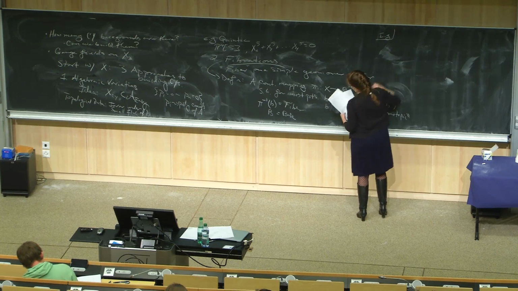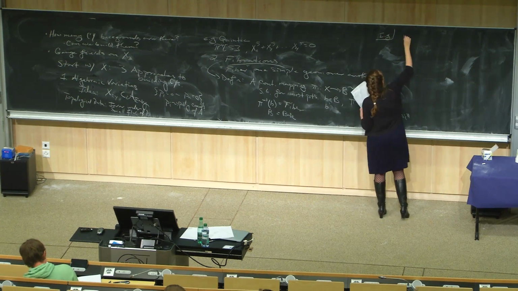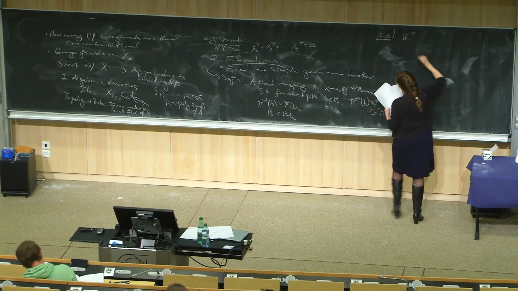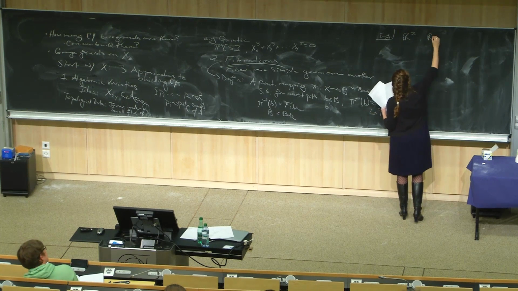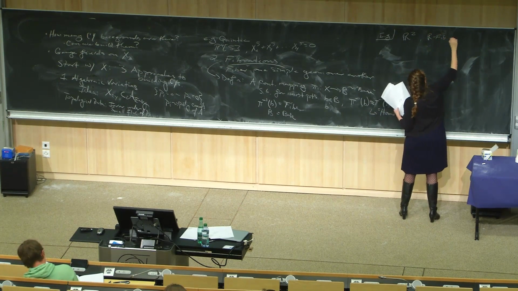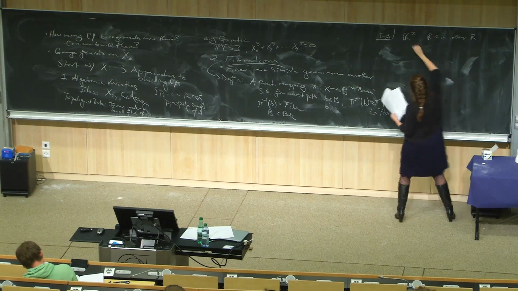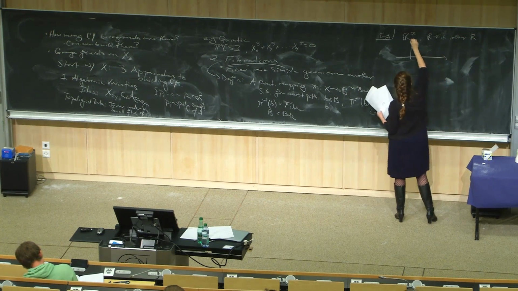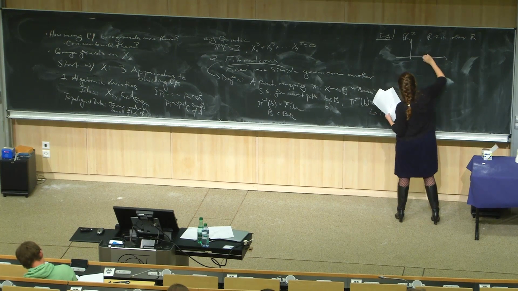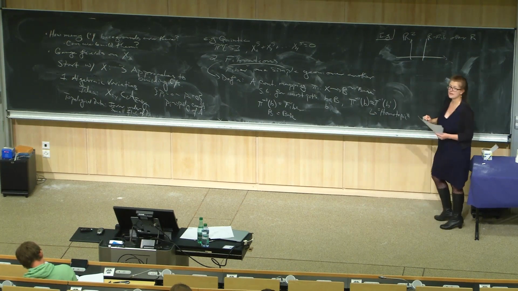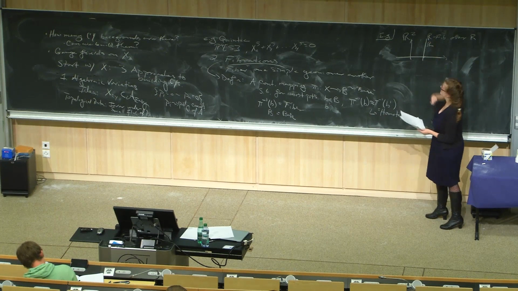So EG, let's take the simplest one possible. R2 is an R1 fibration over R. That's about as easy as it gets. So here's R2. Pick any given point in the x-axis, and above it, you have another copy of R.